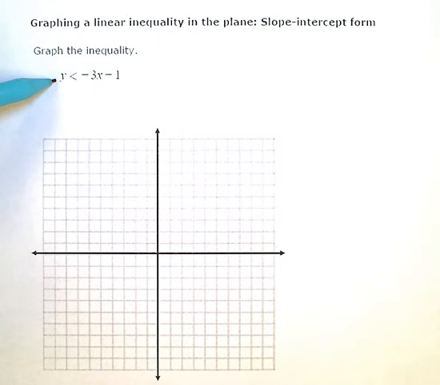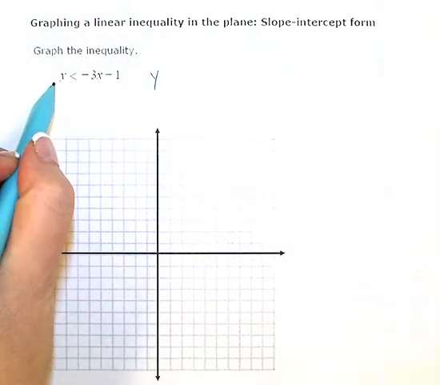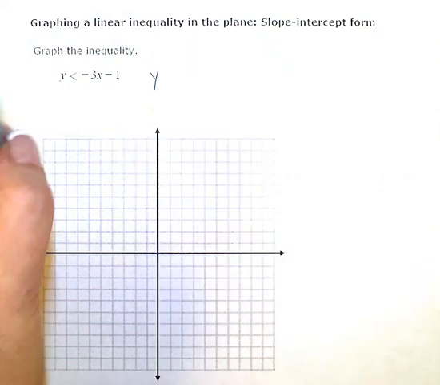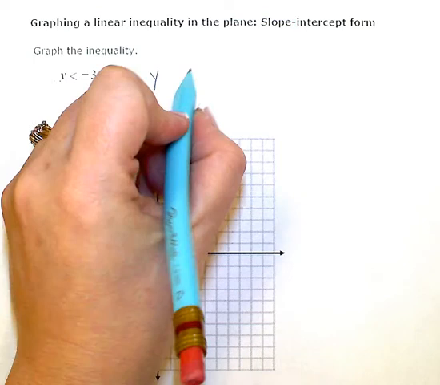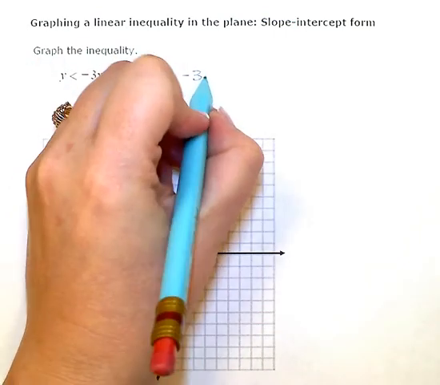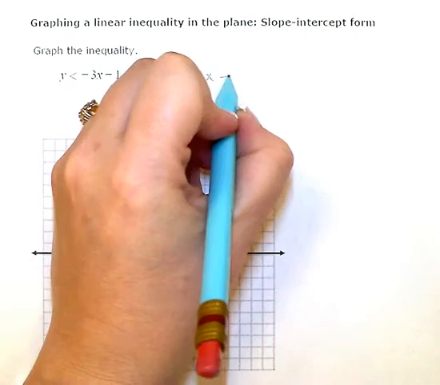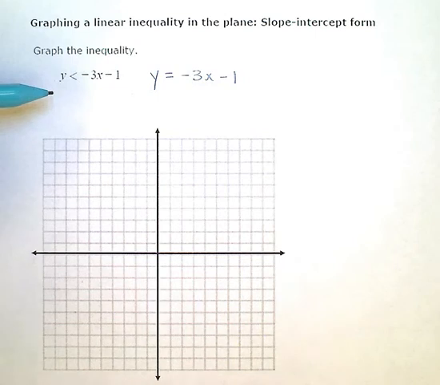Because when I graph inequalities in the plane, I know I'm going to be shading to one side or the other, so I need my boundary line. And my boundary line is going to be the corresponding equation to this inequality, so I'm going to swap out that inequality sign with just a plain old equals momentarily. So I'm going to graph y equals negative 3x minus 1 as my boundary line.